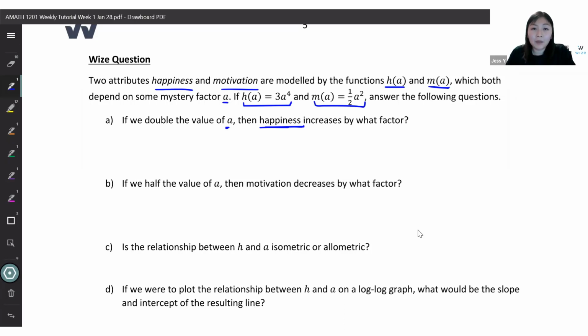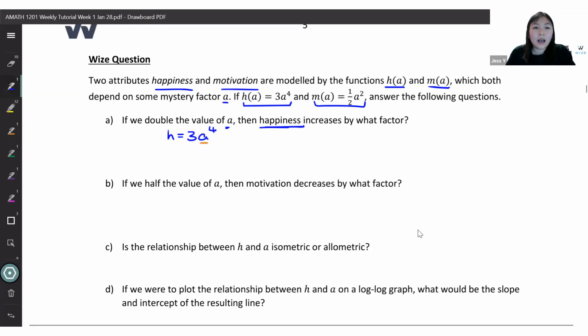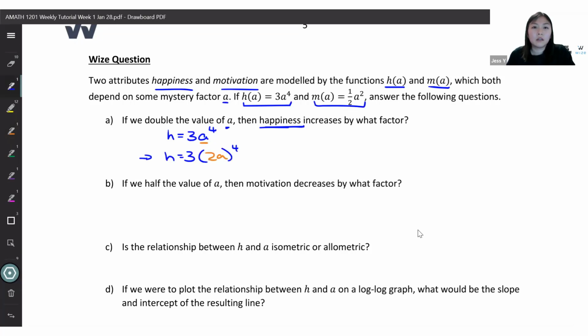So I'm going to write down the happiness equation. It's h equals 3a to the fourth, right? And what we're doing is doubling this value of a, so I'm going to replace a with 2a. We have our new equation, h equals 3, and instead of a, it's now 2a to the fourth. If we simplify this, I can take 2 to the power of 4 and a to the power of 4 to break up this bracket. We get 3 times 2 to the 4, a to the 4. And this looks like our original, doesn't it? The original was 3a to the 4. This is just 2 to the 4 times 3a to the 4.